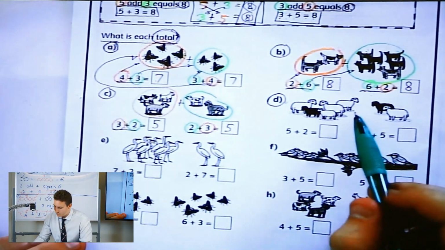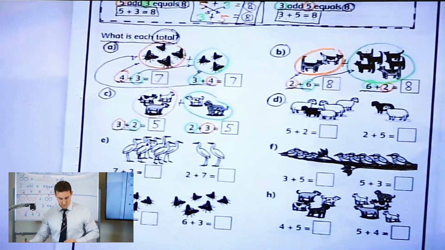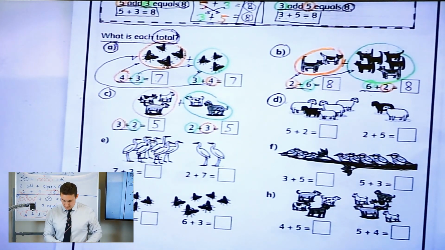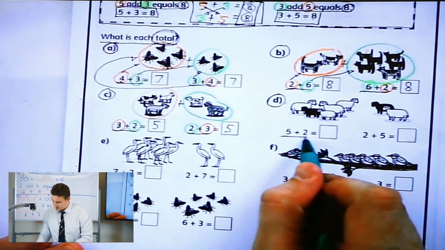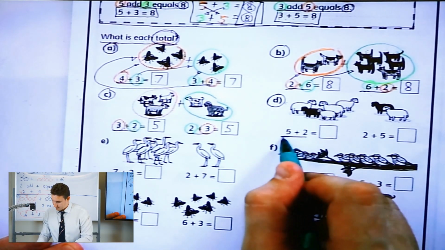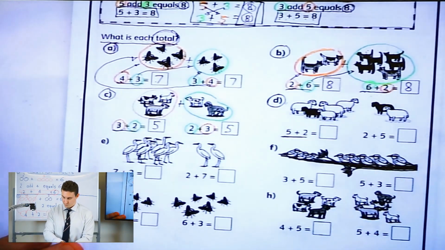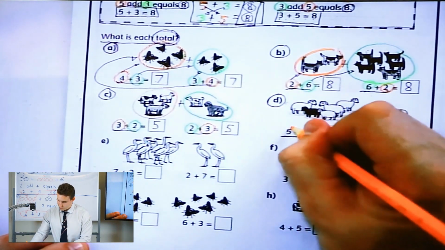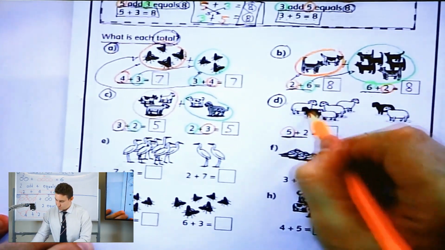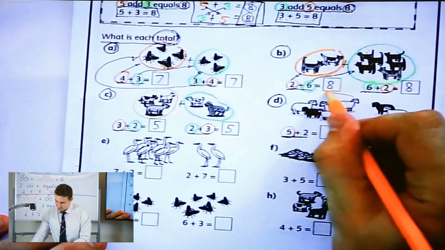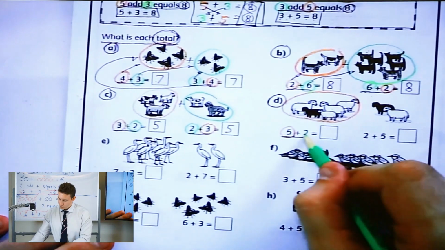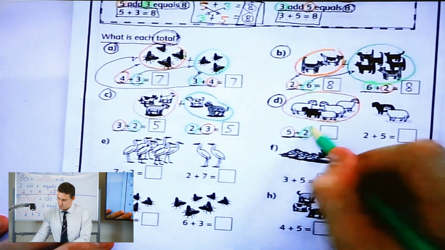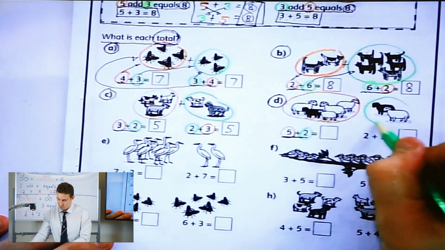We have pictures of sheep. Okay. Now, if we look at the first sum, we'll see it says 5 plus 2. 5 plus 2. So I'm going to put 5 in orange. 1, 2, 3, 4, 5 in orange. And I'm going to put 2 in green. 1, 2. 2 in green.